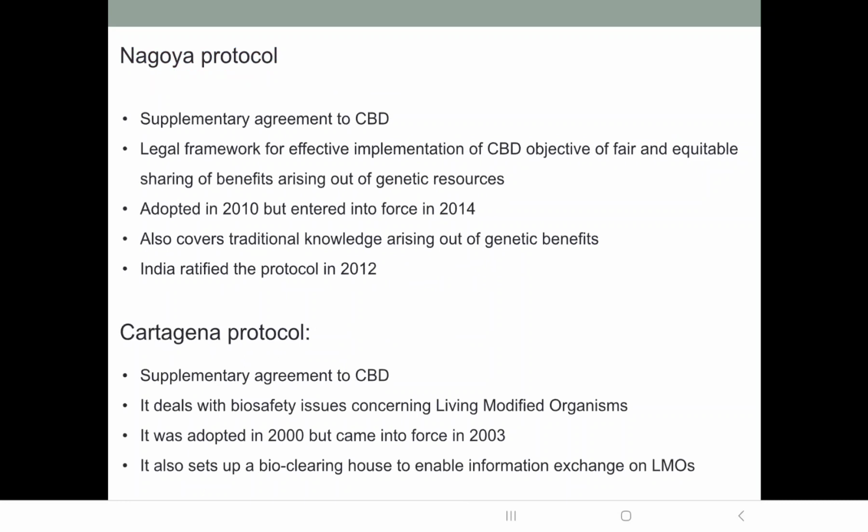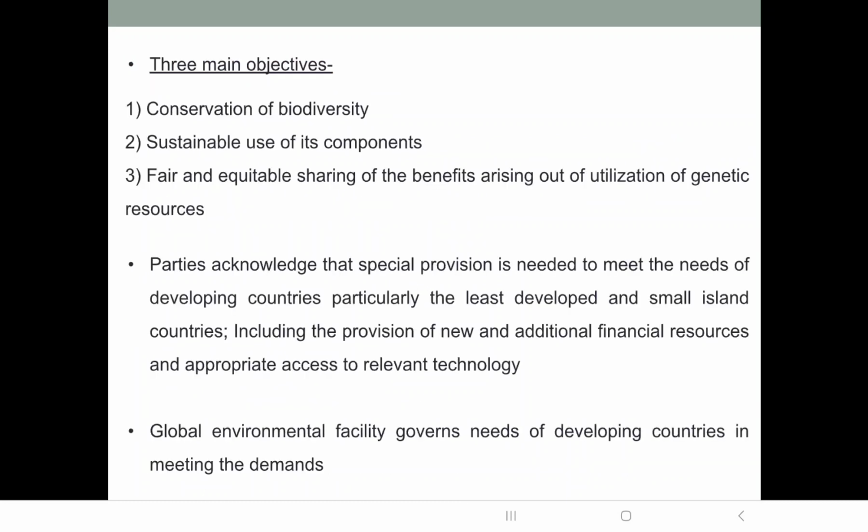So LMOs, it covers the intentionally introduced trees, seeds, then fish. Living modified fish, seeds, trees. Also it has certain farm commodities like food grains, then corn. All of these are included in this Cartagena Protocol. Okay, so that was all about the international agreements that we have to discuss from the syllabus.